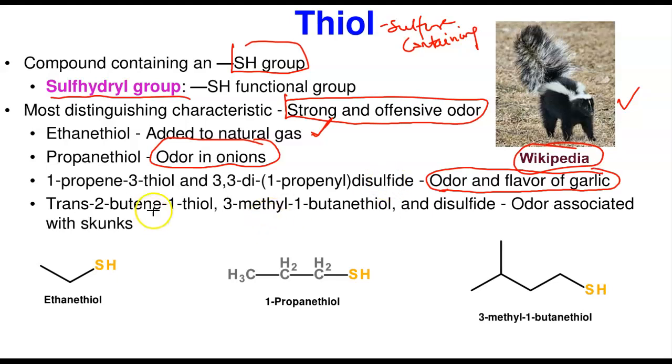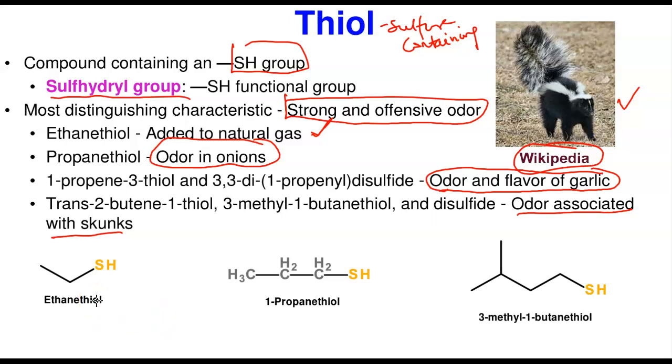Other common ones are trans-2-butene-1-thiol, 3-methyl-1-butanethiol, and other disulfides, which are the odors that are associated with the skunks. Like I said, that's why the skunk itself stinks and smells unpleasantly, because they contain these.